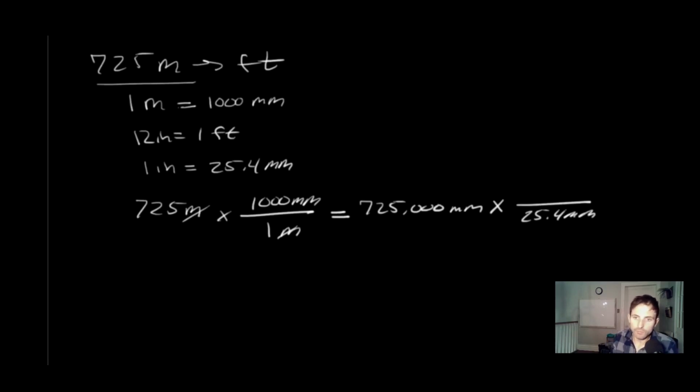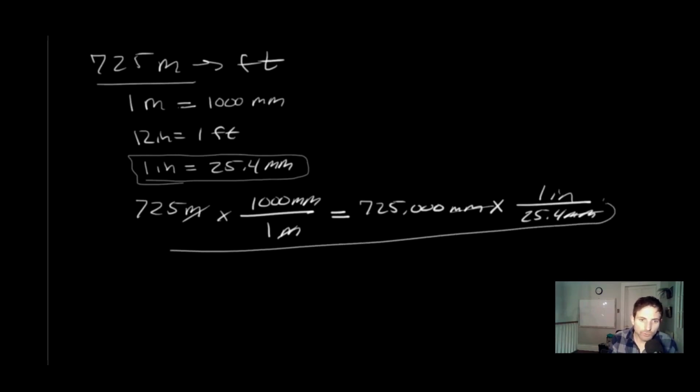Now, why did I put that on the bottom? Well, look at the units. I want to cancel them out, right? 25.4 millimeters, its equivalent in inches is 1 inch, right? We're writing a ratio of 25.4 millimeters and 1 inch. So now we're doing 725,000 divided by 25.4, which is, let's go down here, 28,543.3 inches.